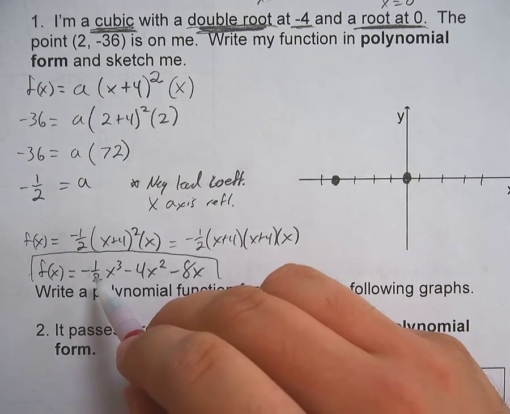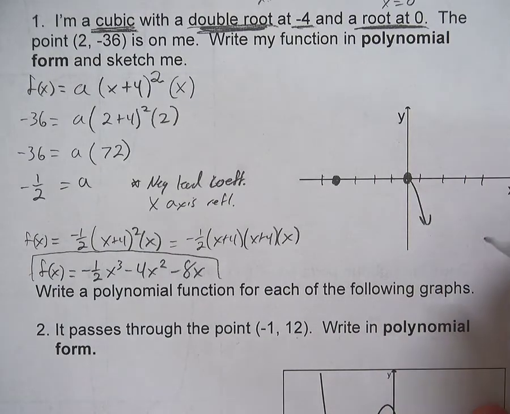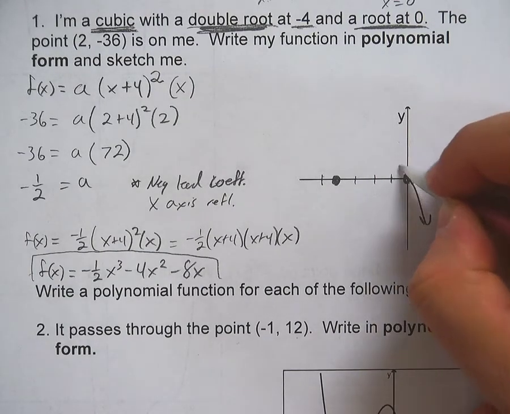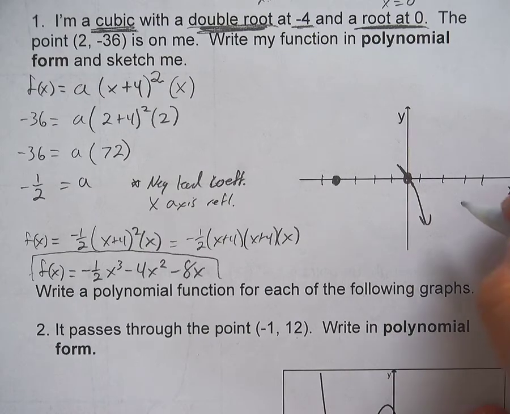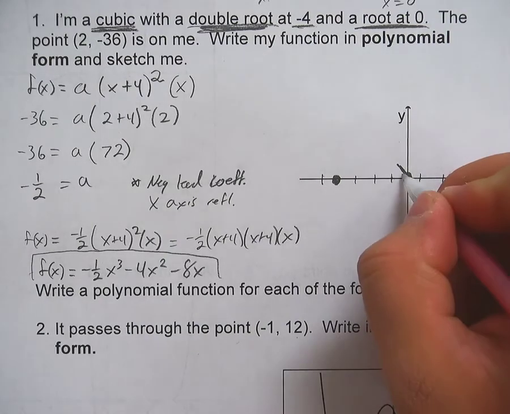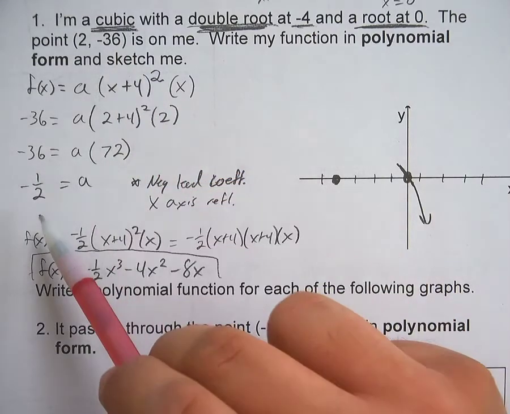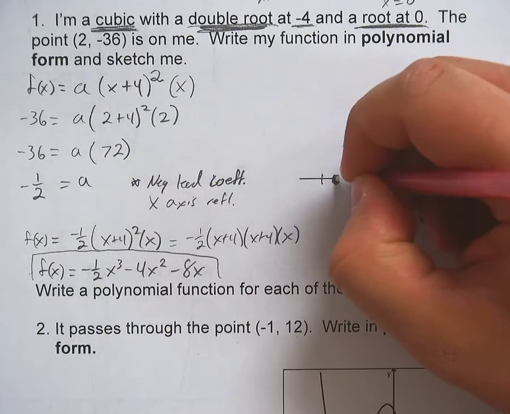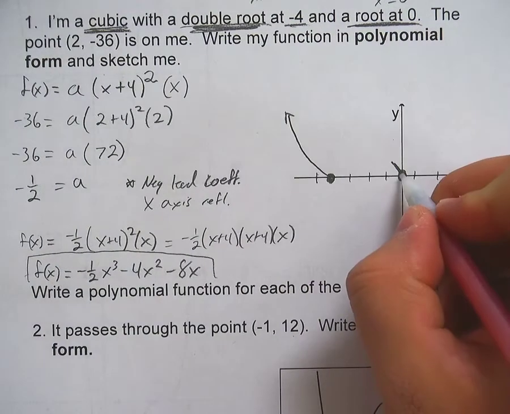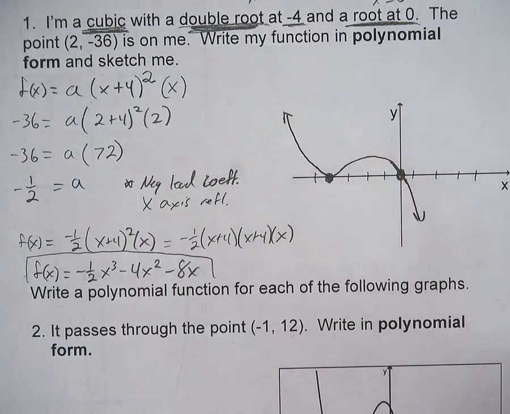That means that on the right side of my far right root, I'm going down. Now it's a single root at 0, so I'm going to cross. Right? Still go in the same direction, same concavity. And then a double root at -4. Now this is cubic, right? It's a cubic, so that means if the right side is going down, the left side is going up. And I'm going to touch and bounce away. Simple as that. Touch and bounce away.